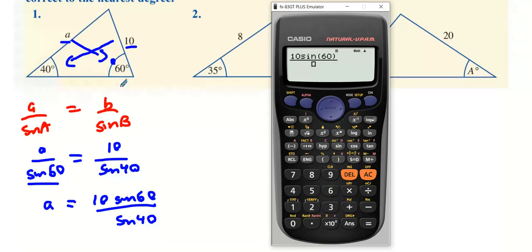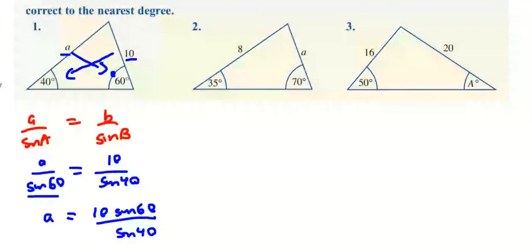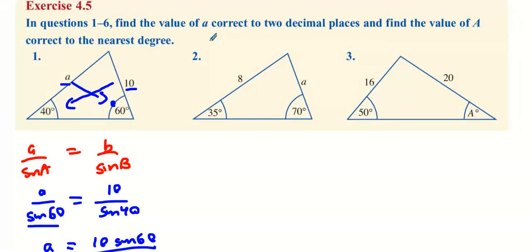Now this is a length question. We're going to find the length of a at the end of this question. So 10 sine 60 divided by sine 40, and what we get is 13.47. Does it want us to round it off? Yes: find the length to 2 decimal places.